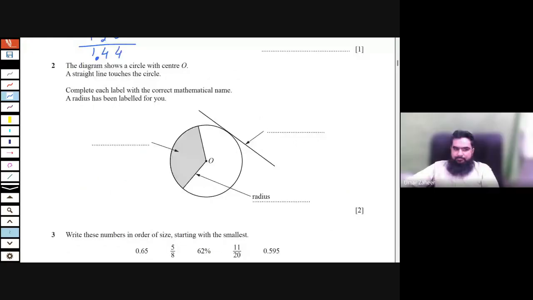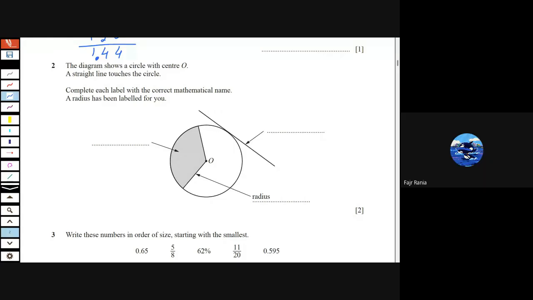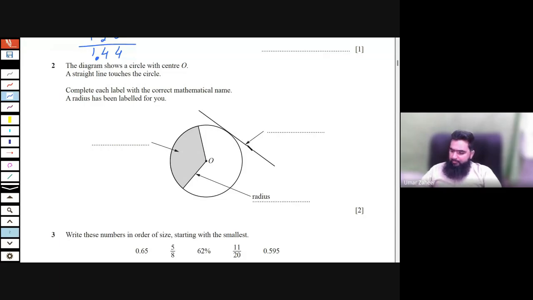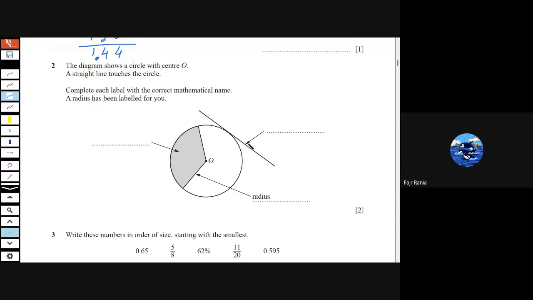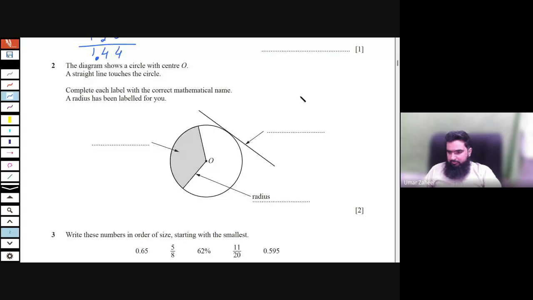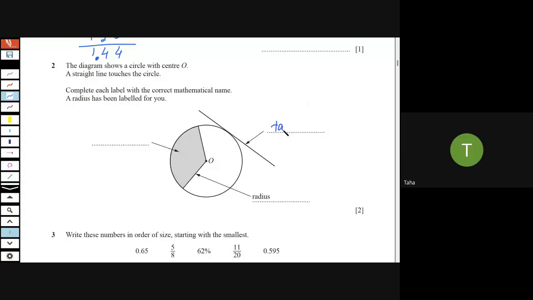Alright, the diagram shows a circle with the center and a straight line touching the circle. Complete the labelled diagram with the mathematical name; the radius has been labelled for you. Now, what is it? A line that just touches the circle. Tangent. Yes, it is a tangent.